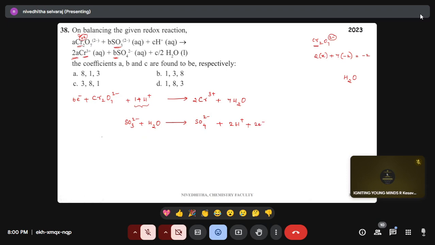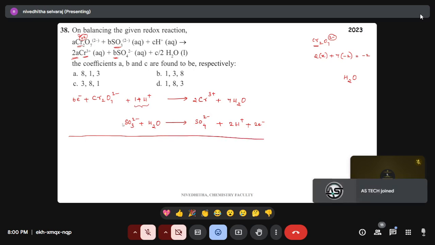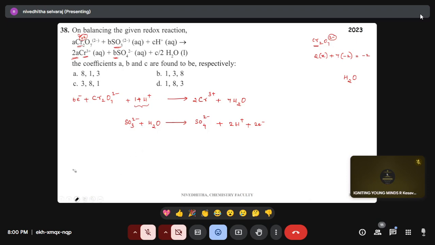So we have to add these 2 reactions. Before adding the oxidation and reduction reactions, we have to make sure that both reactions have an equal number of electrons. But here the first reaction got 6 electrons and the second reaction got only 2 electrons. So to make them equal, I'm going to multiply the second equation by 3. So if we multiply it by 3, what will we get? 3 times SO3 2 minus plus 3 times H2O gives 3 times SO4 2 minus plus 6 times H plus and 6 times electrons.